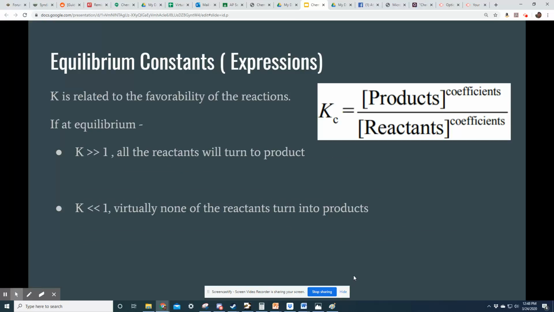When I look at Ks, I can also use numbers that are much, much larger than 1 or much, much smaller than 1 to make kind of a more general blanket statement. And that is that if a K is much greater than 1, this reaction proceeds to completion. All the reactants are going to turn into products, and the chance of the products turning back into reactants is really low. If the opposite is true, where K is much, much smaller than 1, then virtually none of the reactants are going to turn into products. And so this reaction doesn't happen that much.